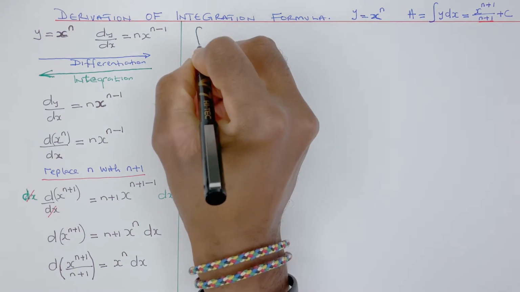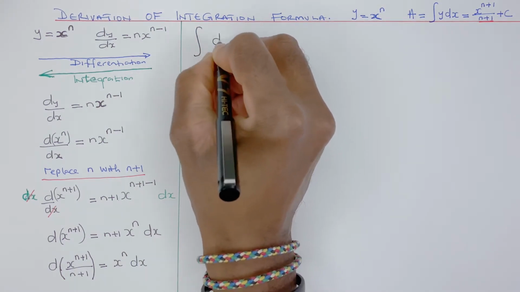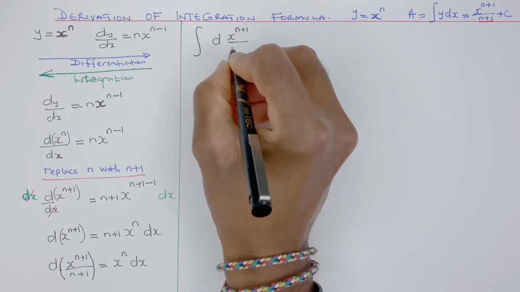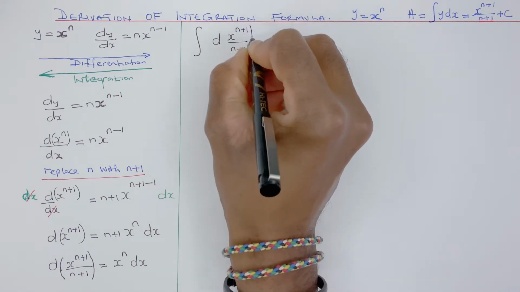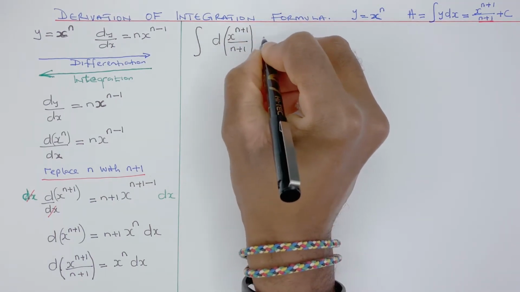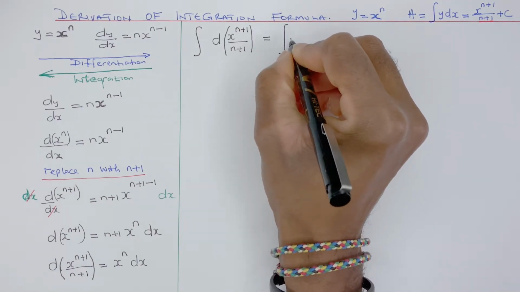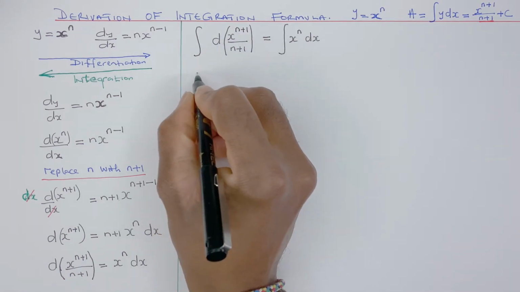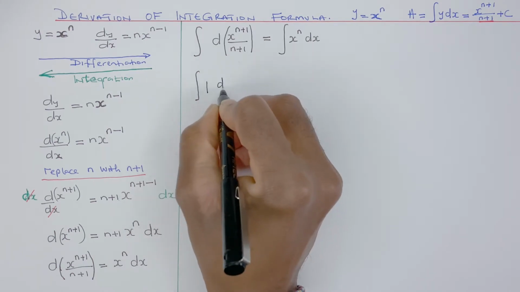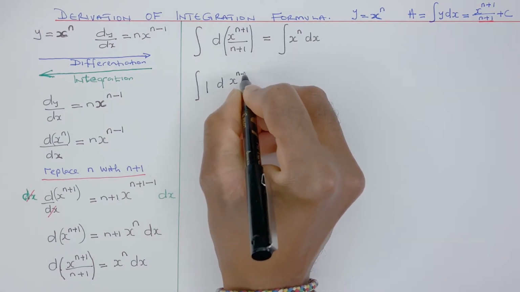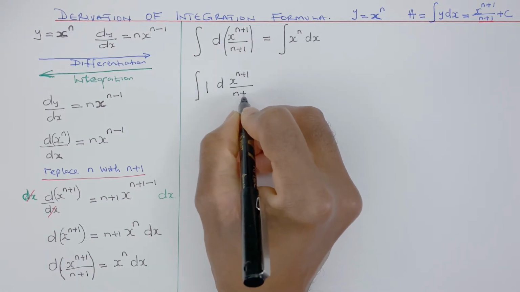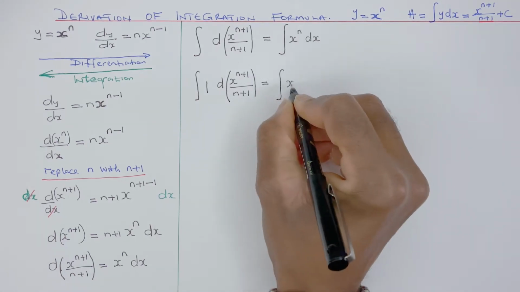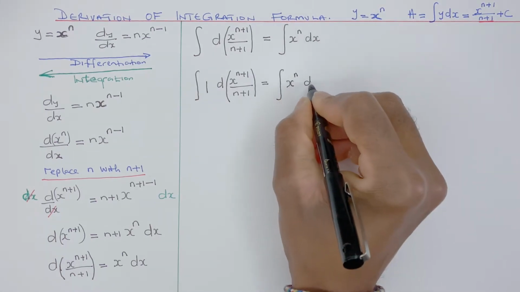So I can say integral d x to the power n plus 1 over n plus 1 will be equal to integral, but there is 1 here. This is 1 times that. So basically I have integral 1 d x to the power of n plus 1 over n plus 1 equals integral x to the power n dx.